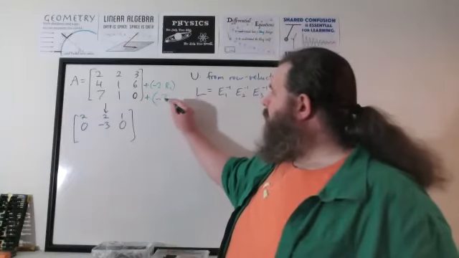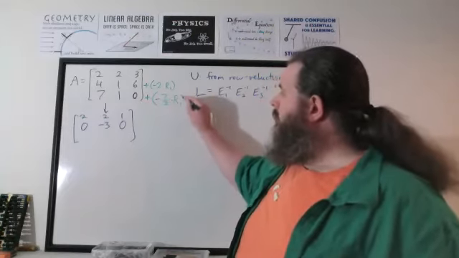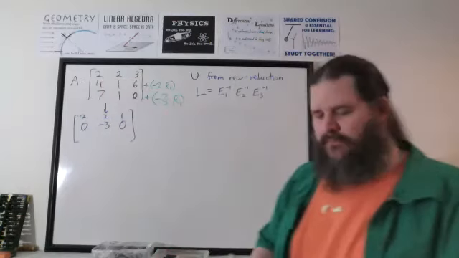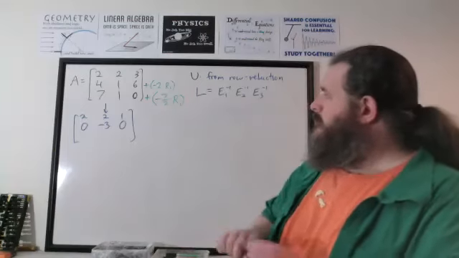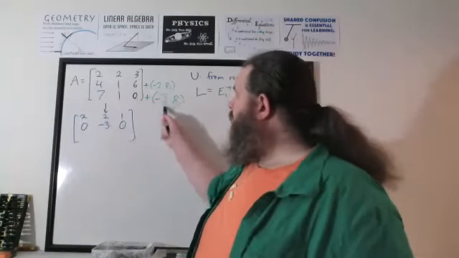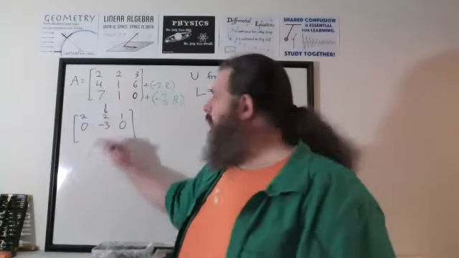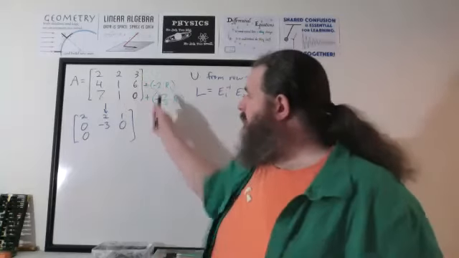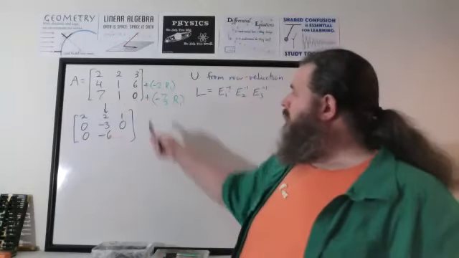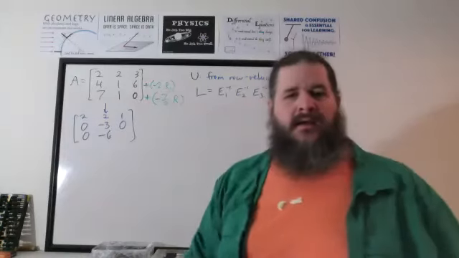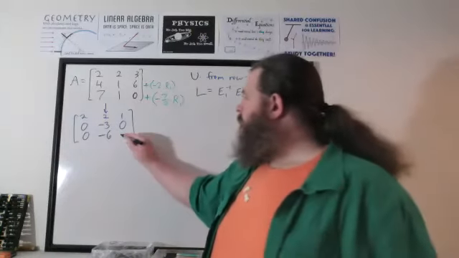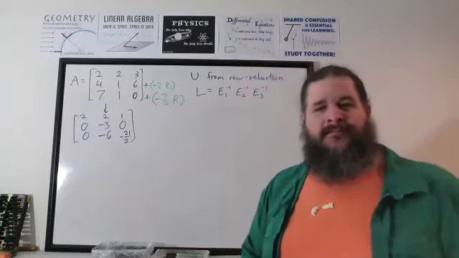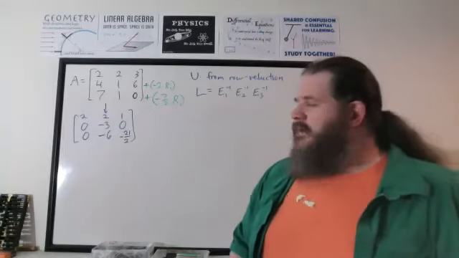-7/2. Yeah, if we add -7/2 times row 1, -7/2 times 2 would be -7, which will cancel out this 7 here. So let's try that out. 7 minus 7/2 of 2 is 7 minus 7, so that's 0. 1 minus 7/2 of 2, that's 1 minus 7, so that's -6. And then 0 minus 7/2 of 3, that's -21/2, which will just leave us a fraction there. Any questions on that so far?